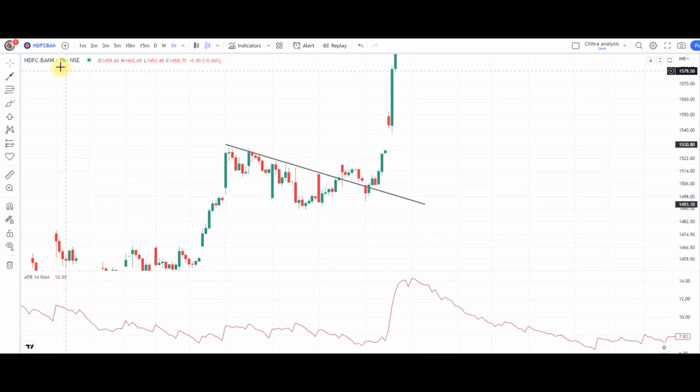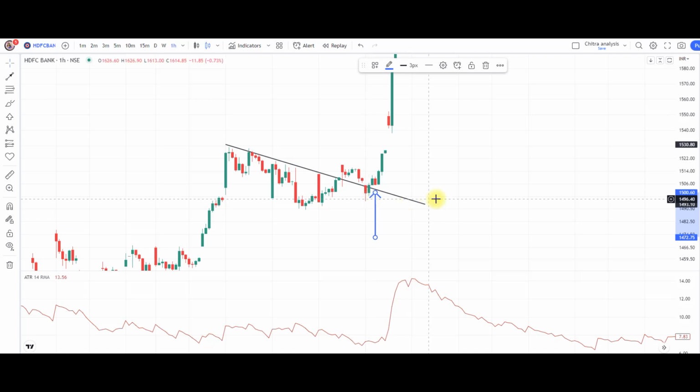Now this is the HDFC Bank 1 hour time frame chart. I have drawn the trend line here. We all know how to enter into a trend line breakout trade. If we get a trend line breakout, one can enter into the long trade above this, and we can keep the low of the candle as the stop loss. Everyone knows this is pure price action trading. So we can go into a long trade above that.